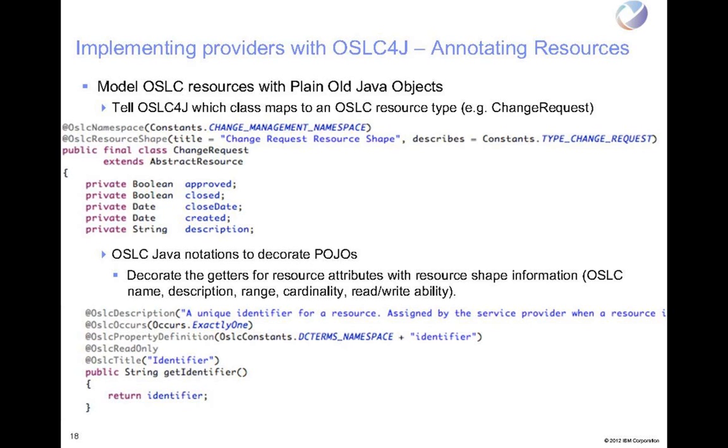So you can see here that for the identifier getter, I'm giving it a description, some cardinality information, property definition. I'm saying that it's read-only. We can control the read-write ability and the title of it. That's all stuff that will show up in the resource shape for that attribute when it's requested. And you would go through and do that with all the attributes. I'm not showing the full change request here. It's quite large. But for each of the variables that maps to an OSLC attribute, you would decorate the getter with the appropriate annotations.